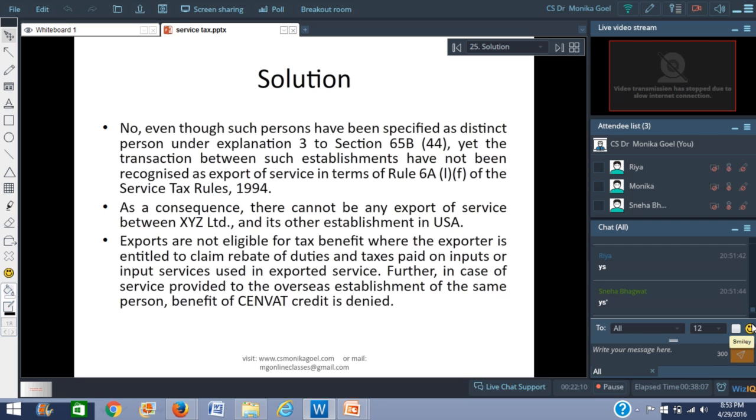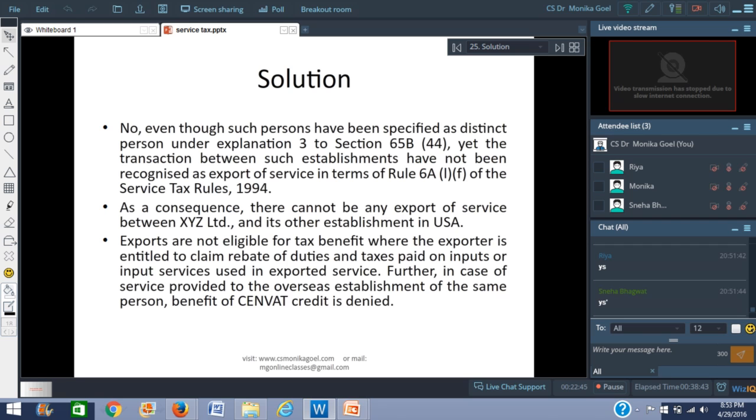Exports are not eligible for tax benefit where the exporter is entitled to claim rebate of duties and taxes paid on inputs or input services used in the exported service. Further, in case of service provided to an overseas establishment of the same person, the benefit of Cenvat credit is denied. So you do not get the Cenvat credit if you're exporting to your establishment only outside India. You do not get the benefit of Cenvat credit, and you will not count it as an export of service as well. So no benefit of rebate or refund or drawback, nothing is available in this particular situation.